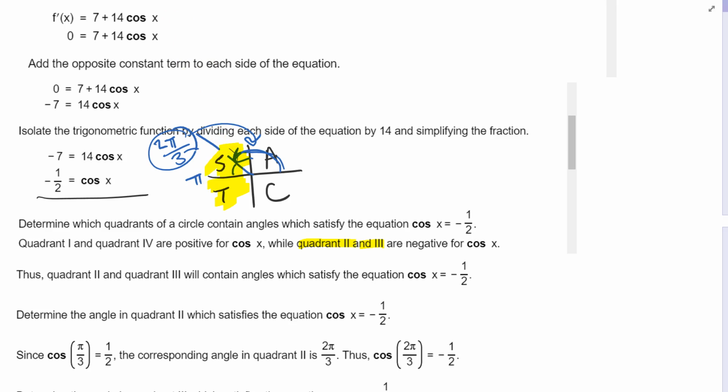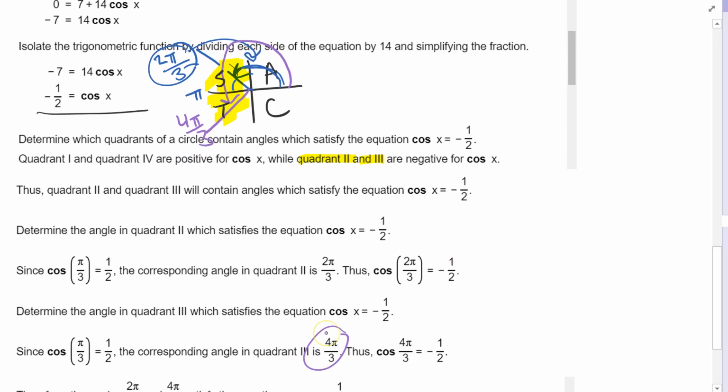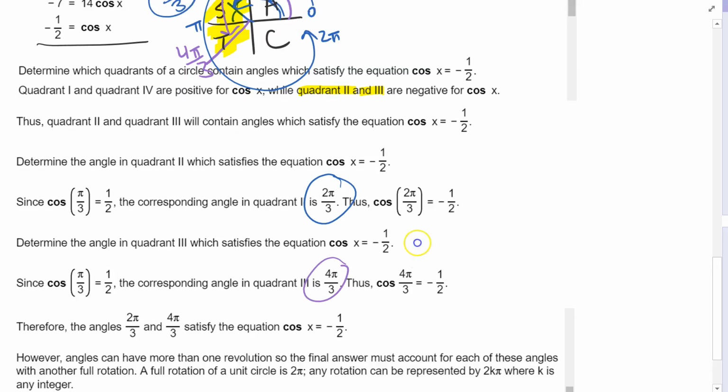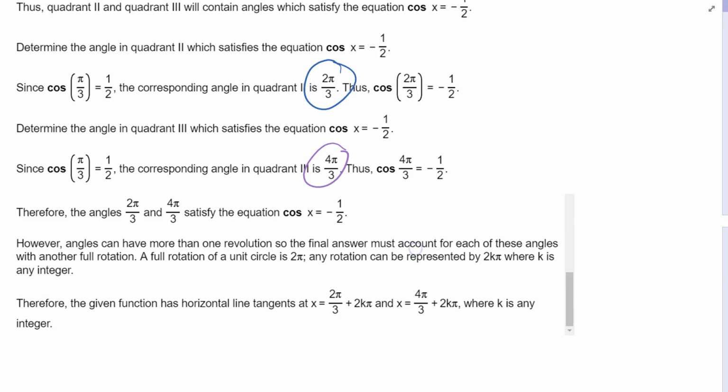And then if we look at this next angle here, we're going to be pi over 3 greater than pi, so 4 pi over 3. And that is what this is saying here. So these would be our angles between 0 and 2 pi: 2 pi over 3 or 4 pi over 3. And then the period is going to repeat itself every 2 pi. That's what they're saying here, any full rotation of the unit circle of 2 pi.